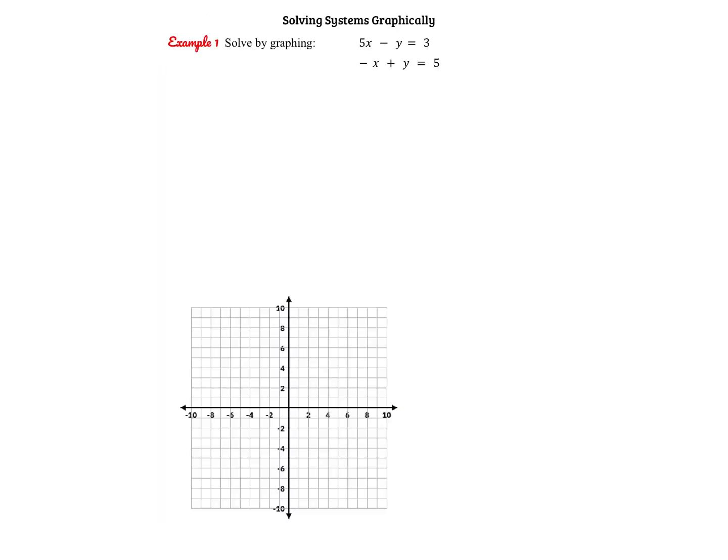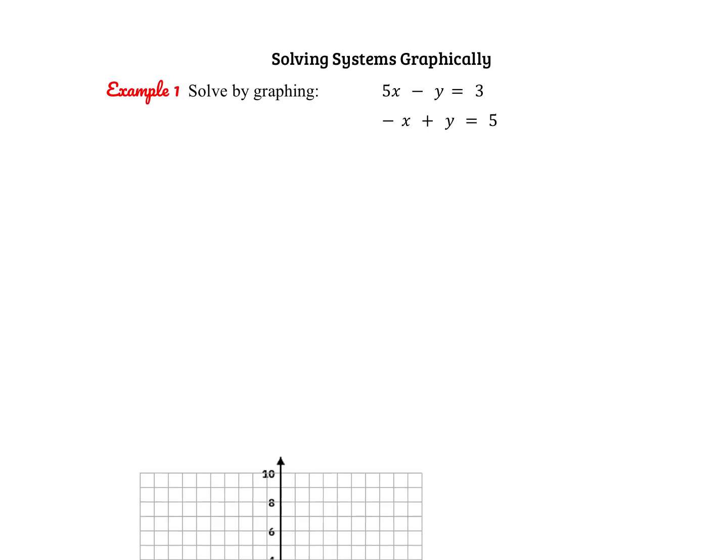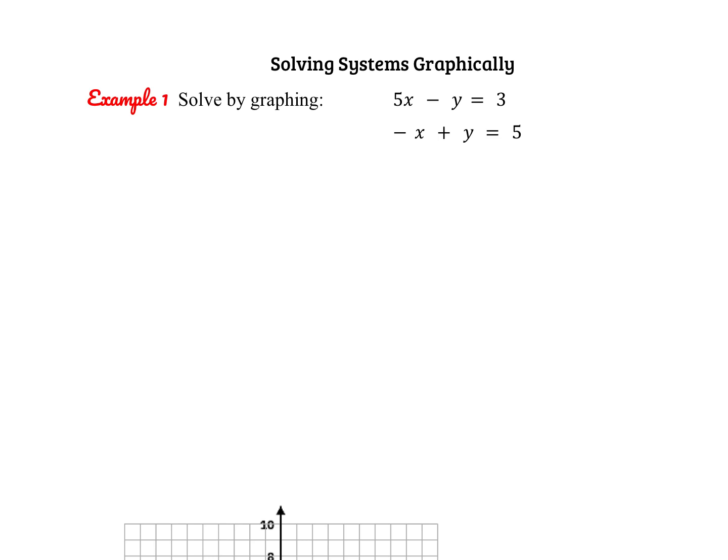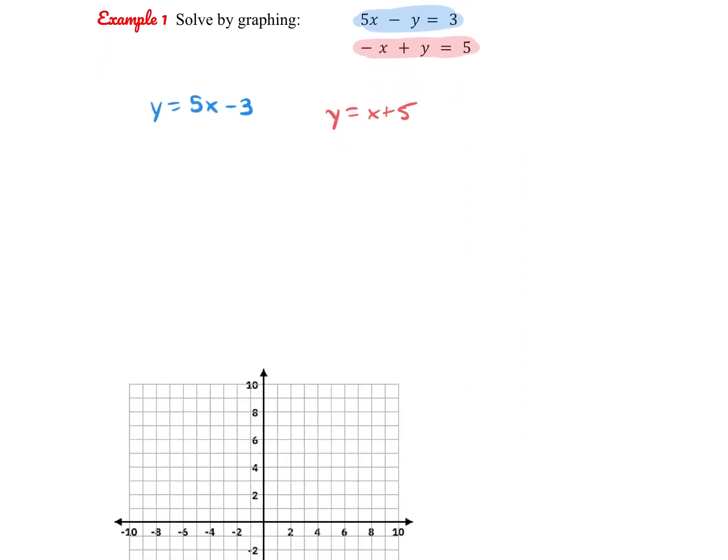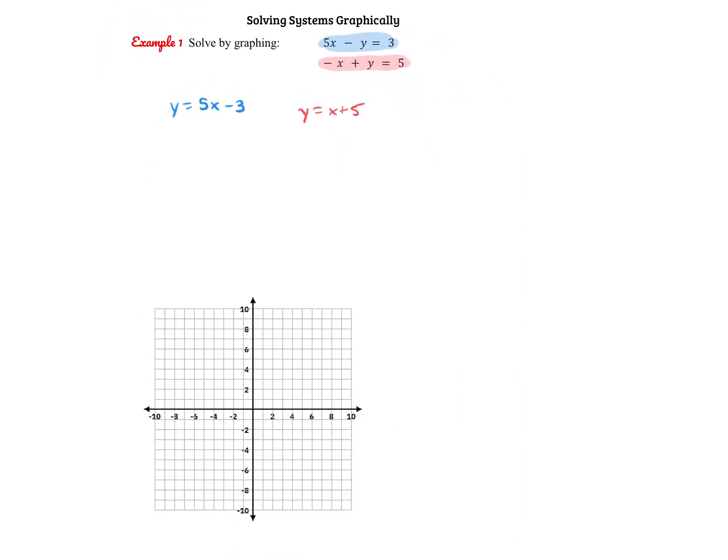So one way you can solve a system of linear equations is by graphing and actually looking at your graph for that point of intersection. So let's give this one a try. I'm going to rewrite each of these in slope-intercept form just to make it a little bit easier to graph. So for this first one, we'd have y equals 5x minus 3. And for this second one here, we would have y equals x plus 5. So we graph those two equations, do it on this axis below.